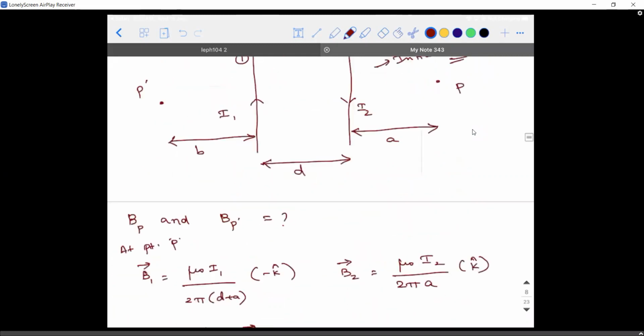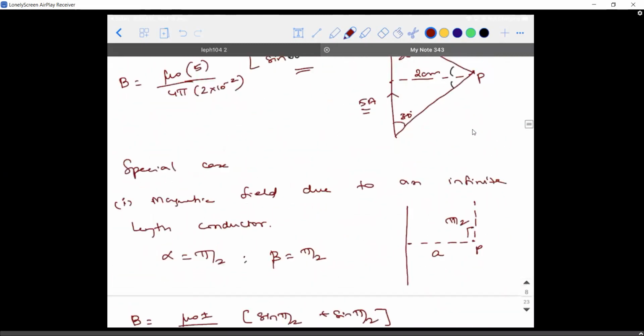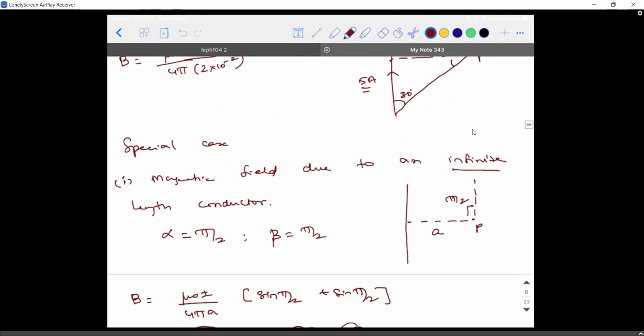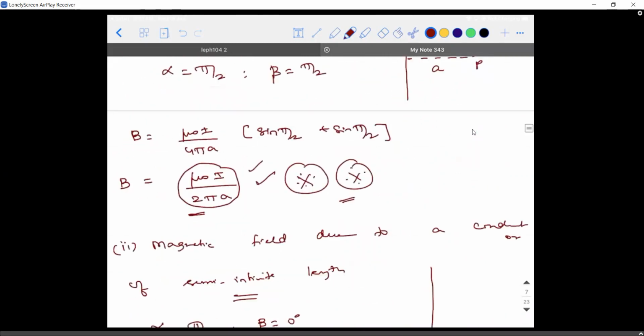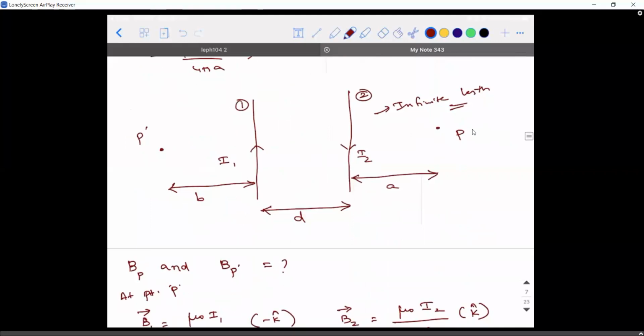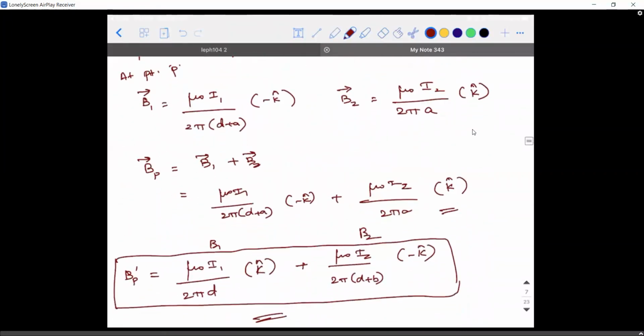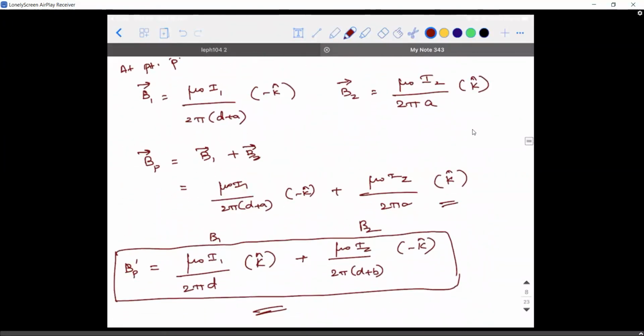So I hope you guys are clear. I used the formula of magnetic field due to an infinite length conductor, which is given by mu naught I divided by 2 pi A. So you have to remember that. Is everyone clear with this? Yes, sir. Good.